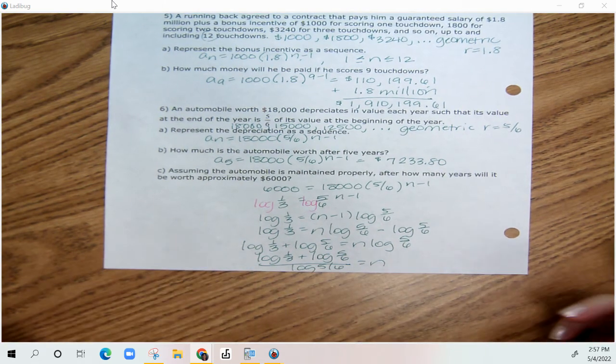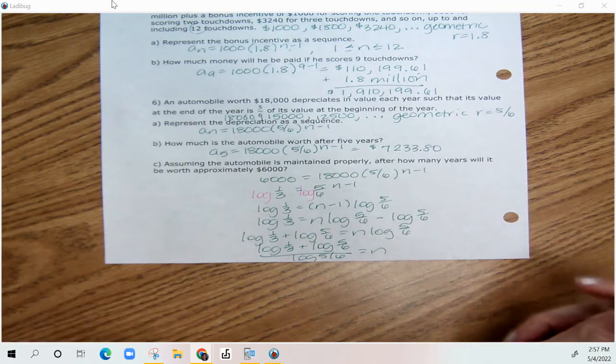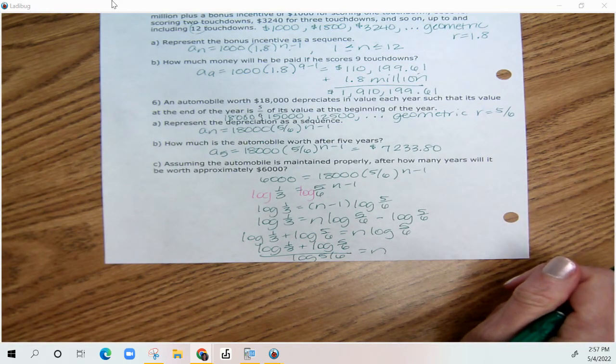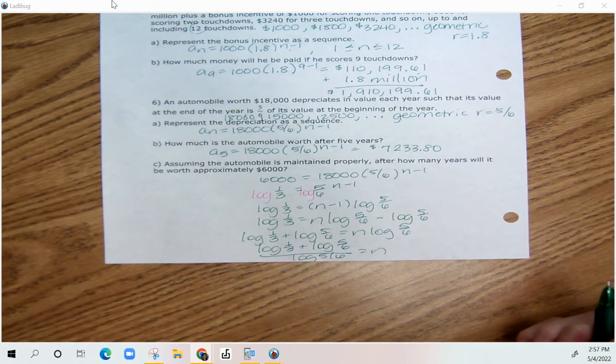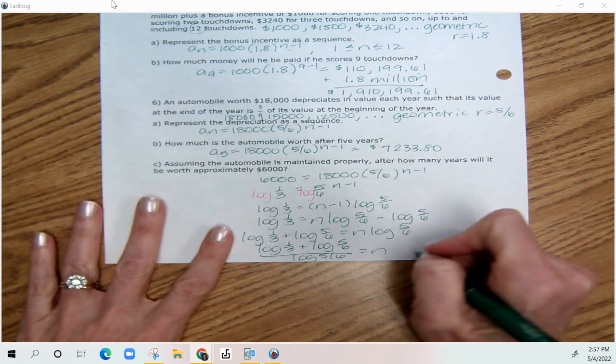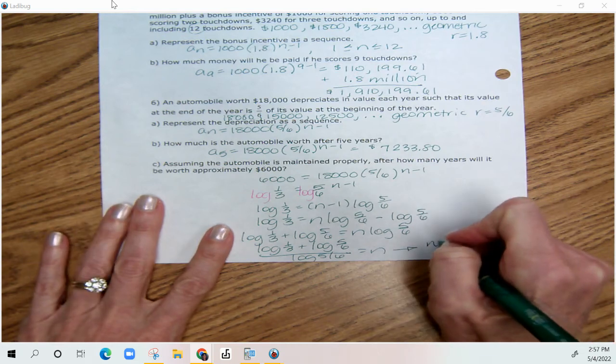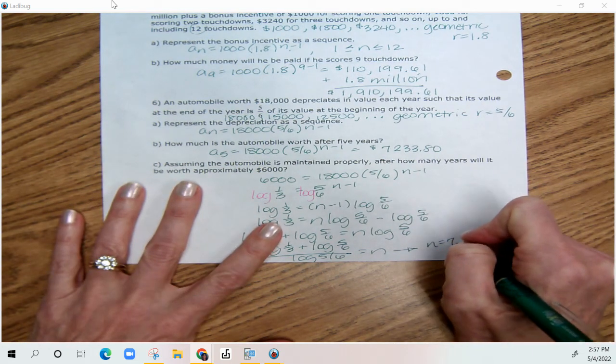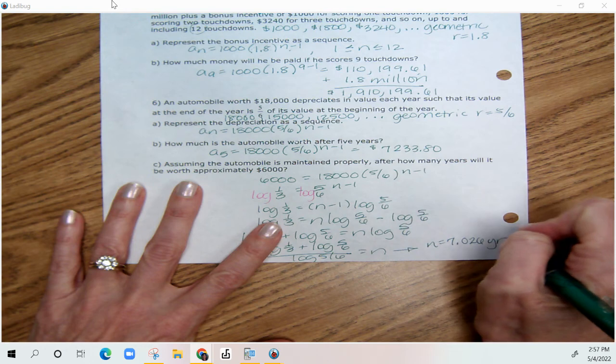And then you would put that in the calculator, because if I asked you after how many years the car is going to be worth 6,000 and that was your answer, I would look at you like you had 2 heads. So you would want to put that in the calculator, and then you could answer in a reasonable way: about 7.026 years.